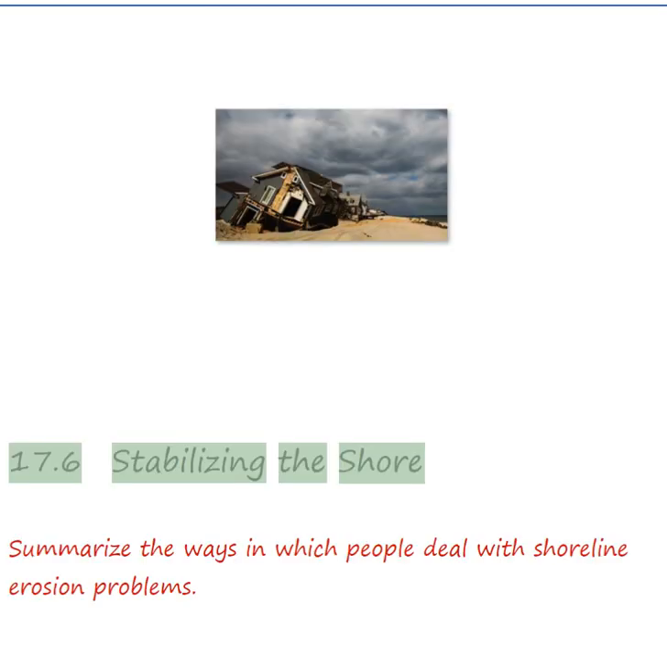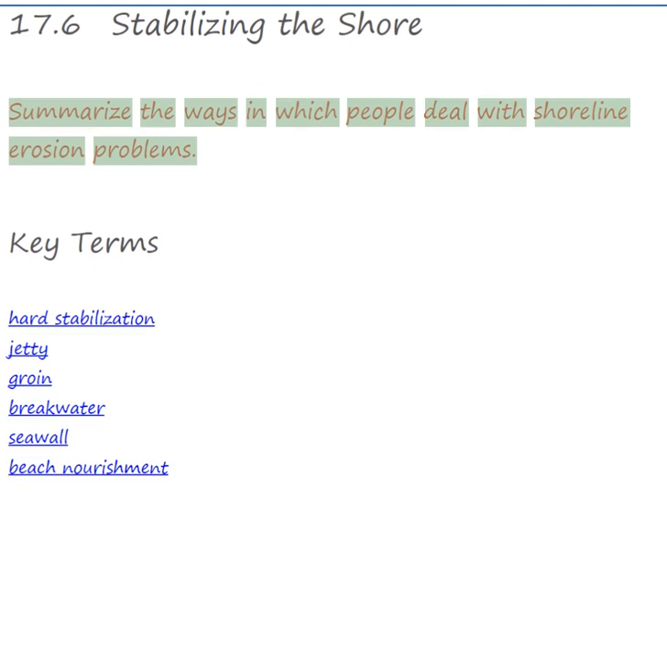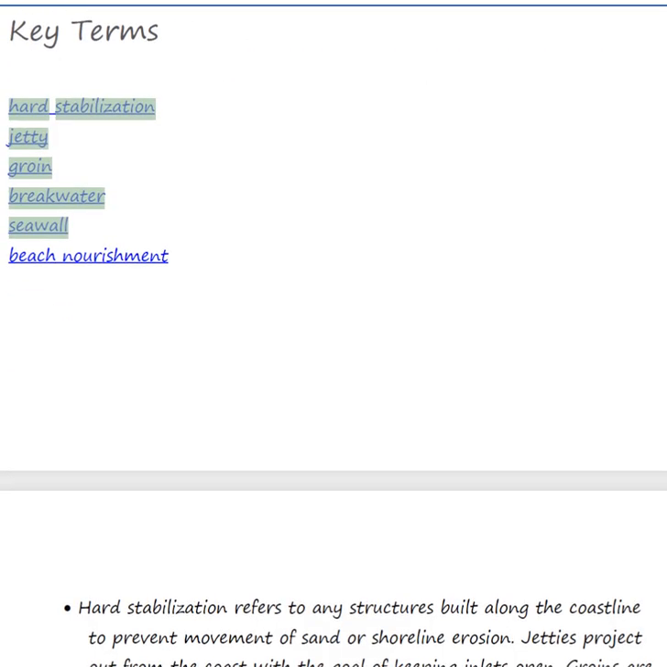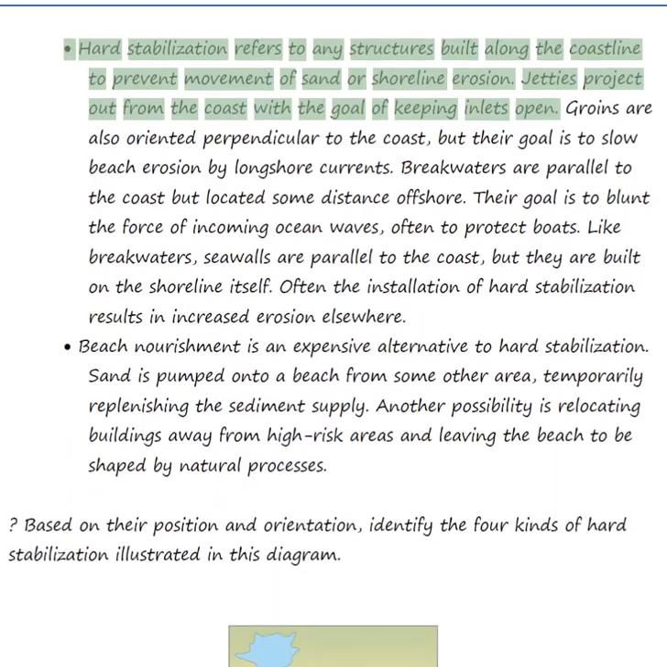17.6 Stabilizing the shore. Summarize the ways in which people deal with shoreline erosion problems. Key terms: hard stabilization, jetty, groin, breakwater, seawall, beach nourishment. Hard stabilization refers to any structures built along the coastline to prevent movement of sand or shoreline erosion.